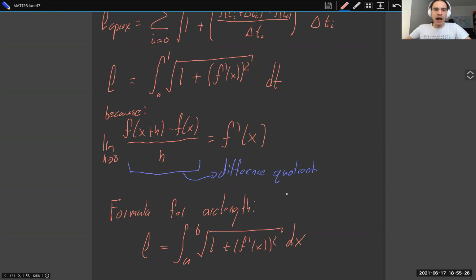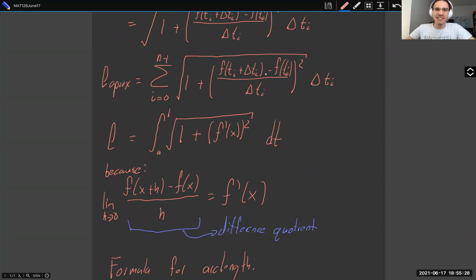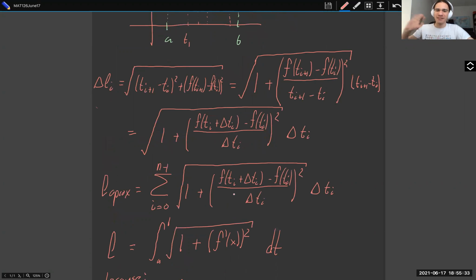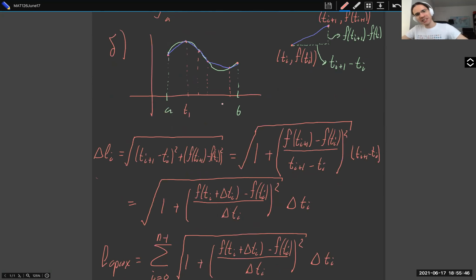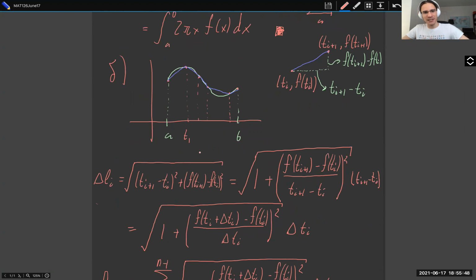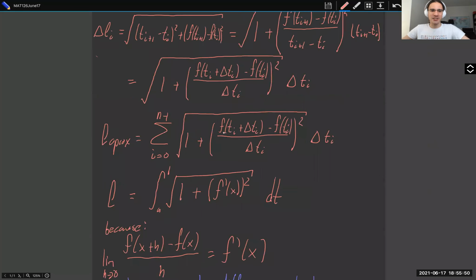And so for physicists, it's obvious why this formula holds. You do this justification, and then a physicist says, okay, I'm convinced, because as this partition gets finer, the length of the blue curve should approximate the length of the green curve. So here is one of the reasons why I did physicist arguments today, because it lets us derive this formula.